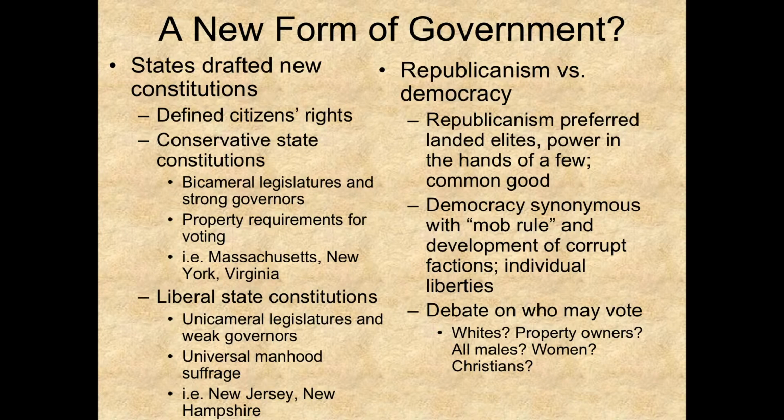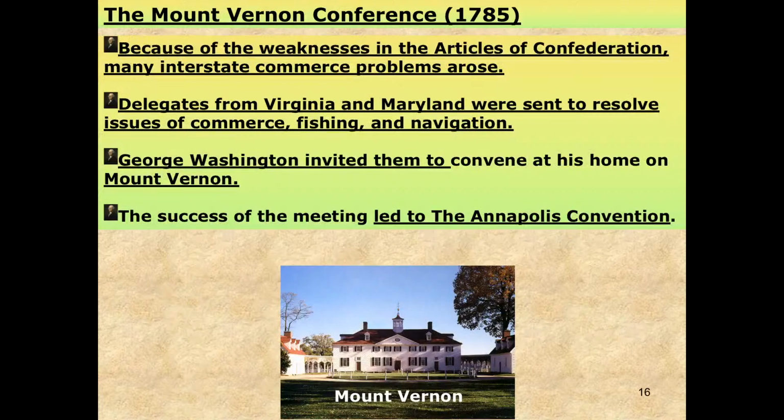But honestly, guys, the articles have a whole bunch of problems going on with them, and we need to fix this. We need to just fix this. So, the first attempt to smooth over the disputes between the states, especially with interstate trade and the lack of regulations thereof, happens at Mount Vernon.